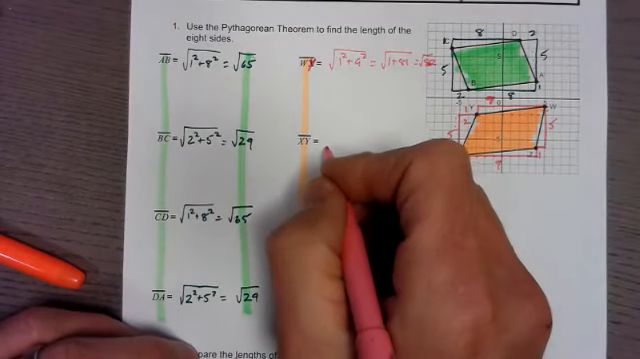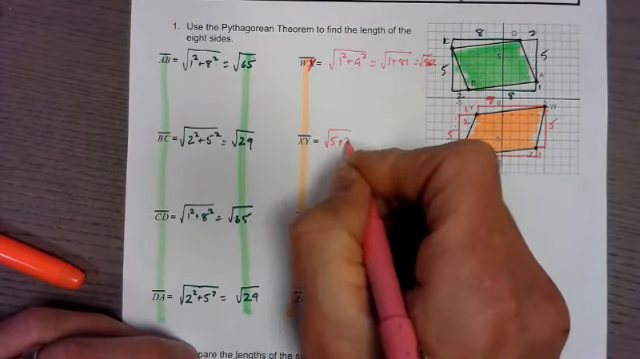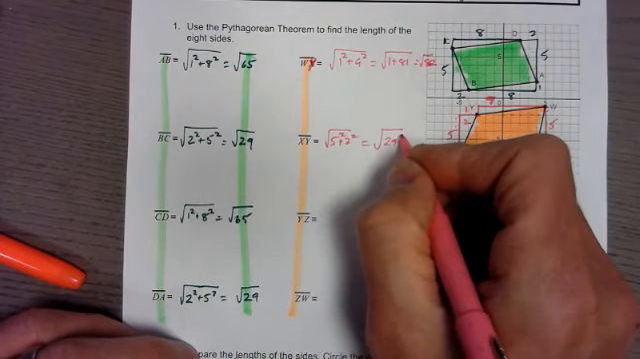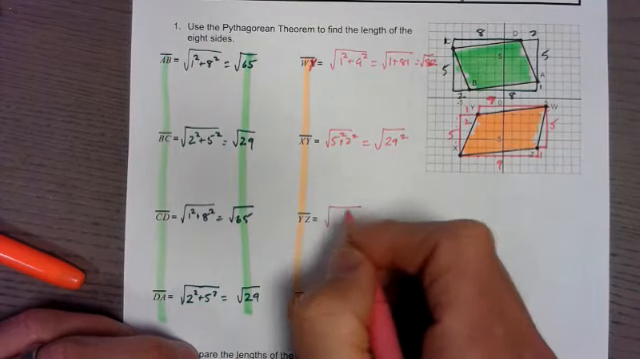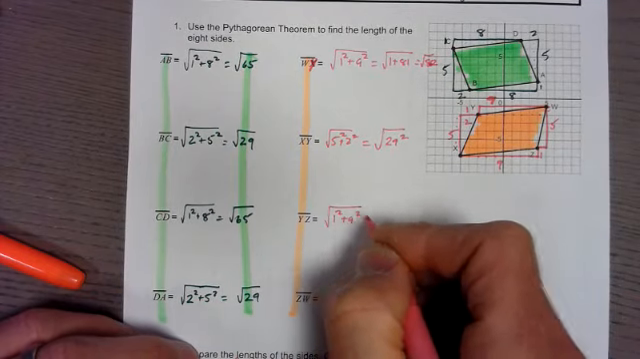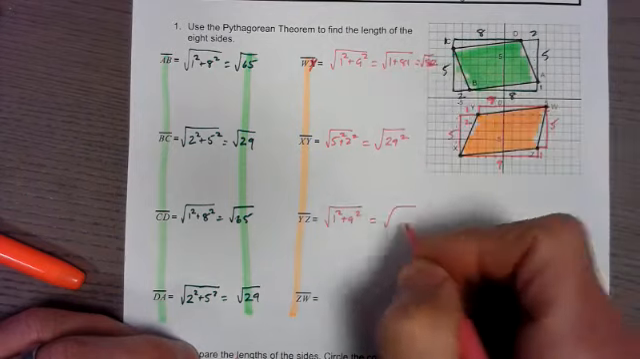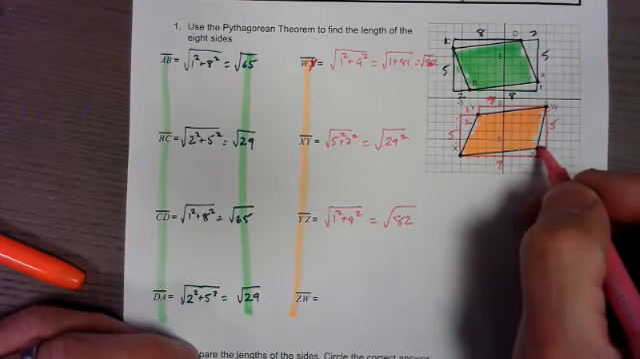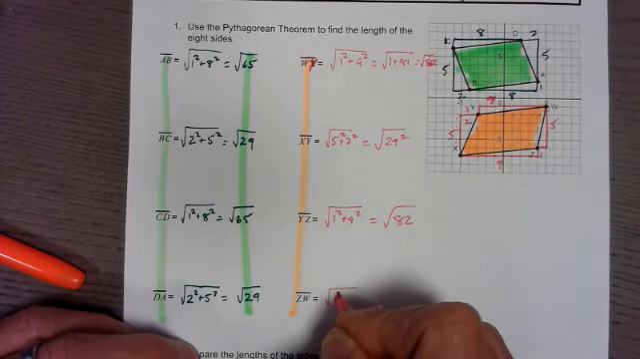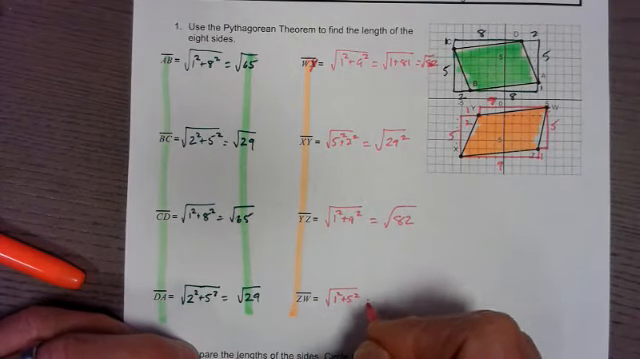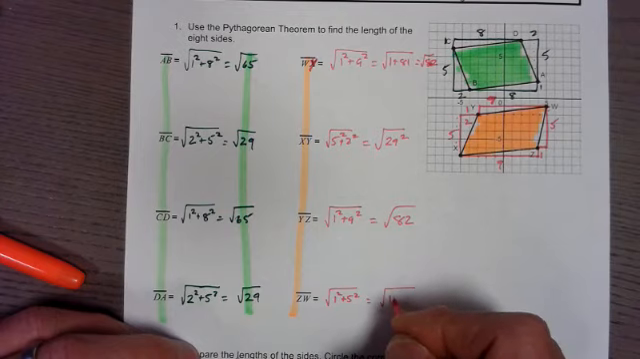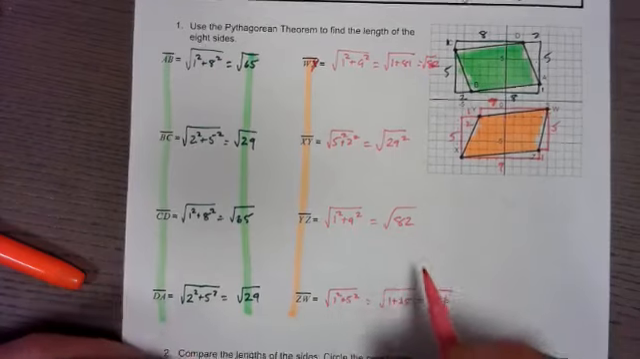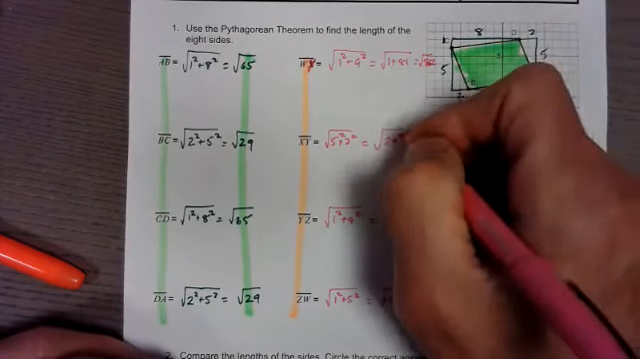XY goes from here to here. Square root of 5 squared plus 2 squared. That's going to equal the square root of 29. YZ is the square root of 1 squared plus 9 squared, which is equal to, as we saw from above, the square root of 82. ZW is going to be 1 by 5. So that's the square root of 1 squared plus 5 squared equals the square root of 1 plus 25, which is equal to the square root of 26. Oh, 29 squared, that's not right. That should be there, sorry.